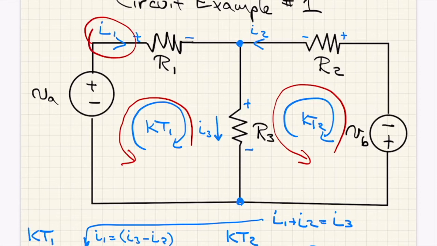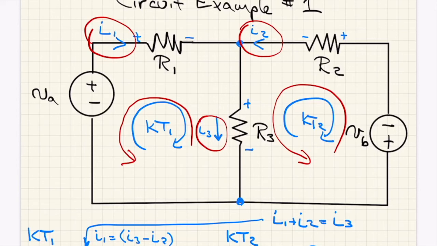You could also pick the currents to have different directions. Each one of these currents is somewhat of a choice for you to make as to which way you draw it. And the key thing to remember is once you pick a current direction, you must then take that into account properly at the resistors that current flows through.